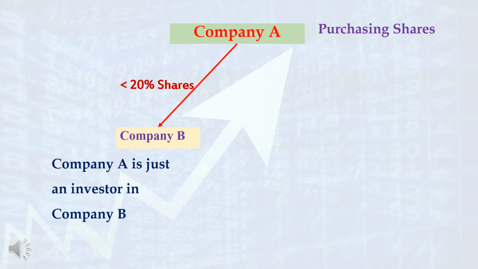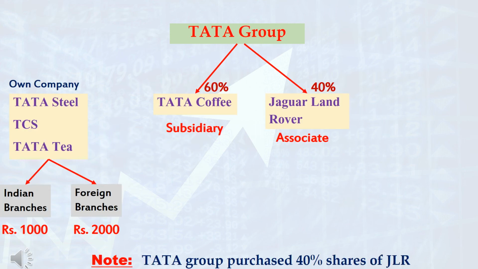Suppose company A purchases less than 20% shares of company B, then company A will be just an investor in company B. That's all. Here, company A will not have any decision making power. So Tata Coffee will act as a subsidiary company of Tata Group. Similarly, let me assume that Tata Group had purchased 40% shares of JLR. So, JLR will become an associate company of Tata Group.